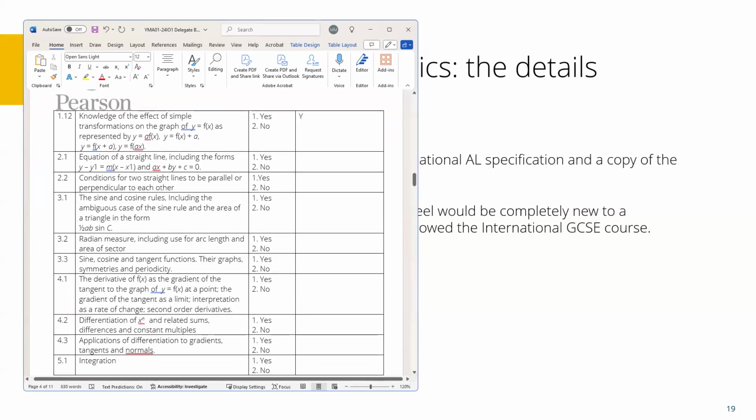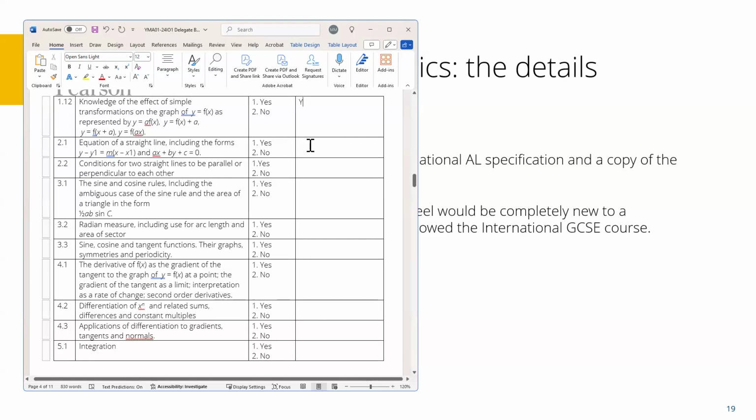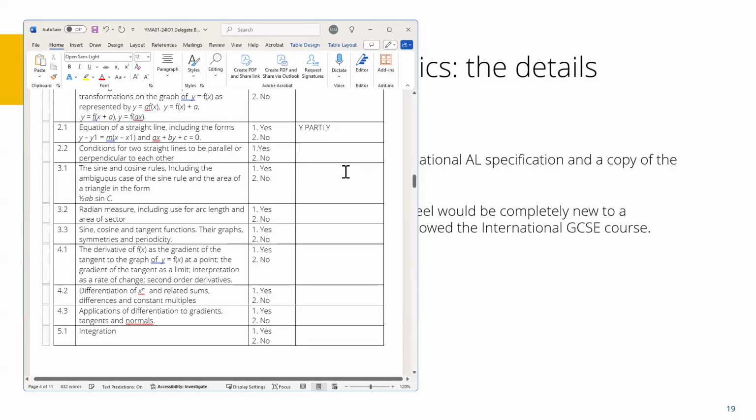Equations of a straight line, including the forms of, as you can see from the screen there, that's a yes, but again, that's partly. The reason I'm saying partly is because the international GCSE actually only requires the y equals mx plus c. But if anyone's teaching them more and addresses this as well, there's no harm, especially if you're preparing them for the international A level. But it's not in the specification.